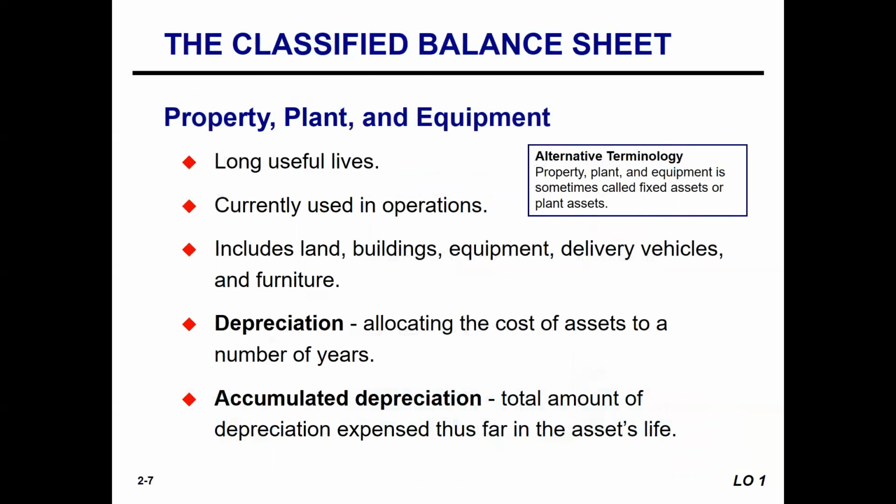Now the next classification under assets is property, plant, and equipment. Some other names used are fixed assets, plant assets. That could vary by company what they call it. So what are some of the unique characteristics of property, plant, and equipment? The very first one is the life of the asset is longer than 1 year, which means I'm going to use it for more than 1 year in the business. They're used in the operations of the business, which means directly or indirectly, they're going to help me generate revenues.